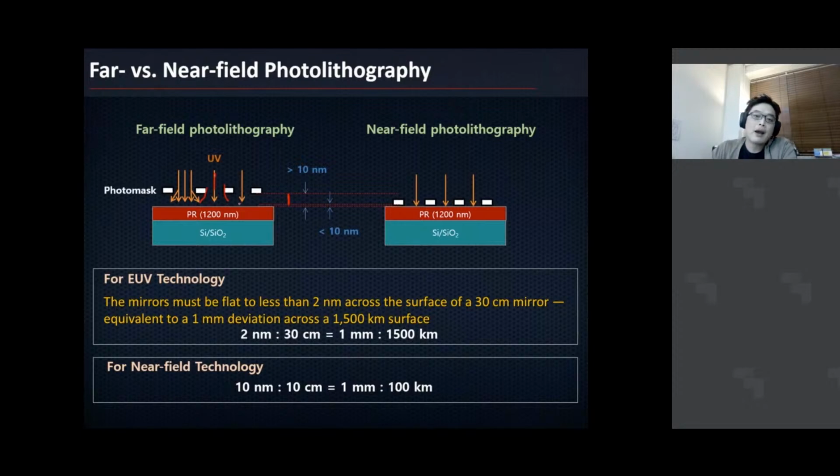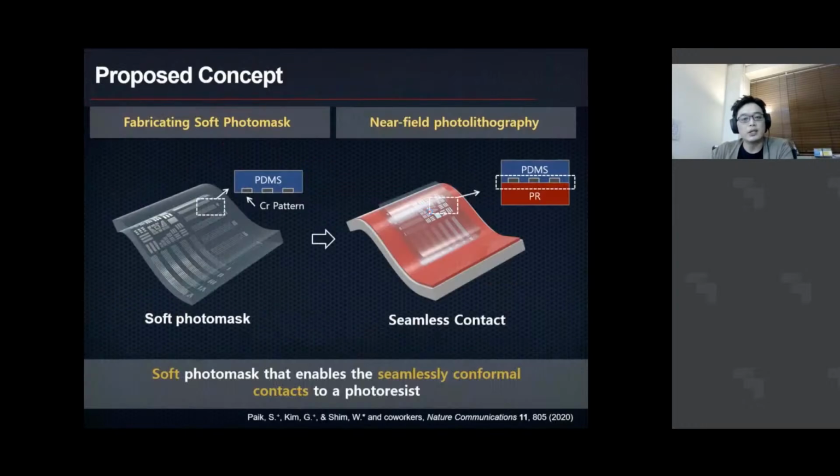In contrast, if you realize the near field, where the UV is not diffracted at the edge of the pattern, you will get an absolutely nice pattern, exactly matching the photomask. So in order to do that, you need to realize zero gap between the mask and the photoresist. Really zero gap between them. So how do you realize it? The thing is very simple.